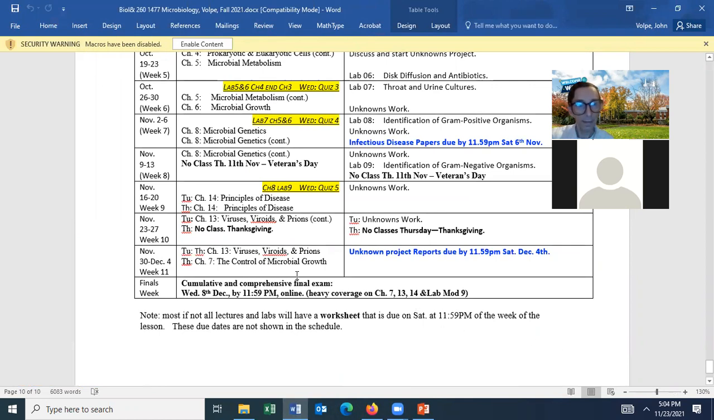So today is November 23rd, and this will be the only class this week because next Thursday is Thanksgiving. There will not be class on Thursday. And there is no lab today. You're supposed to be working on your unknown work. And if you identified your bacteria, you can start writing up your lab report and finalizing your unknown notes.